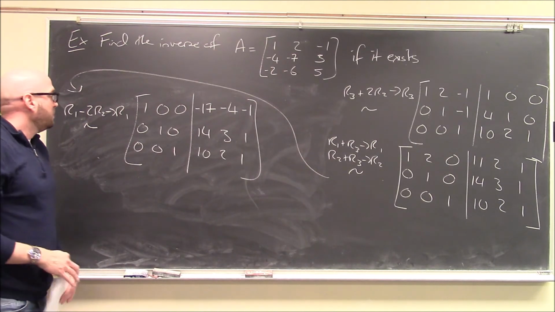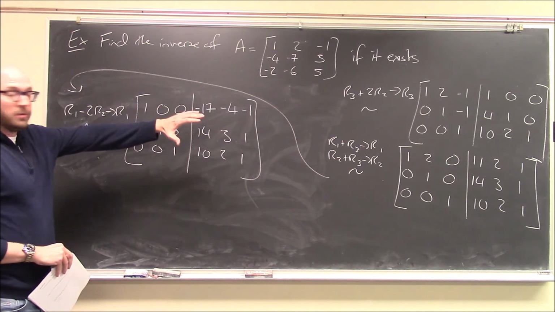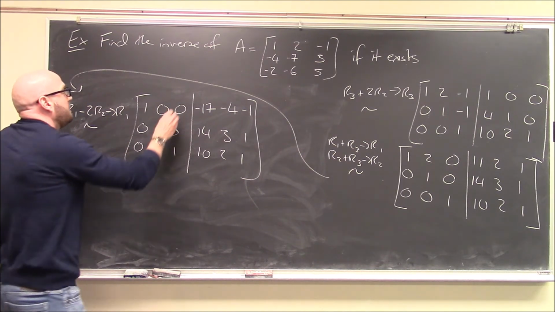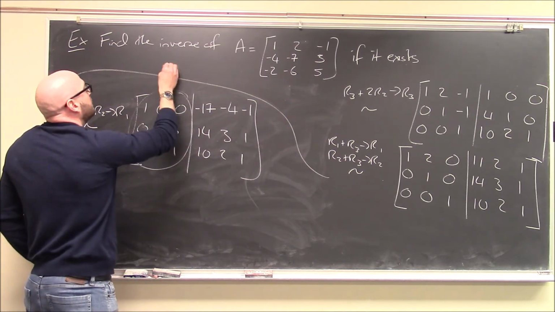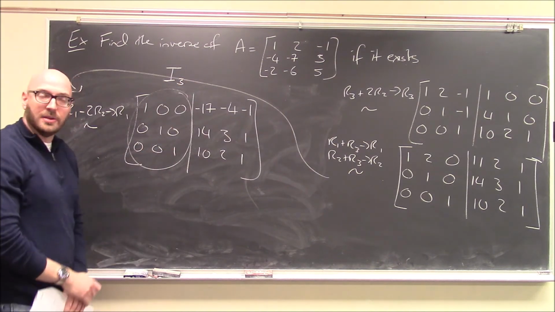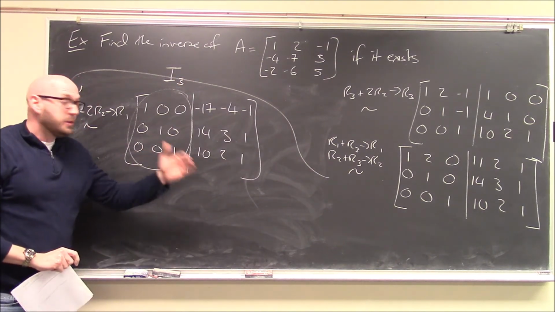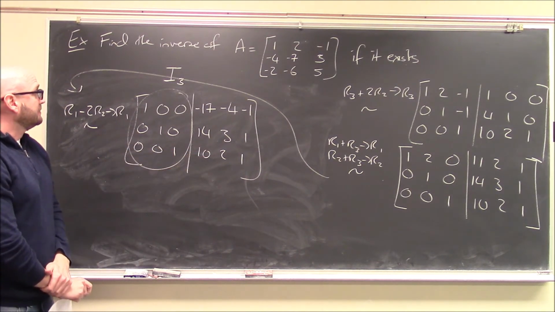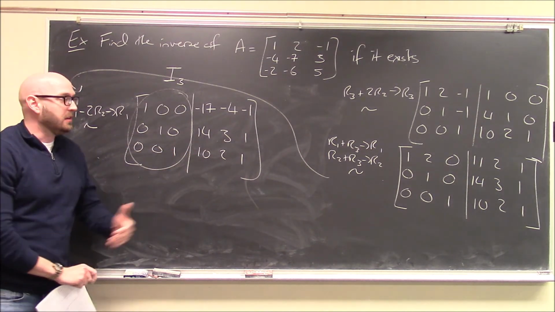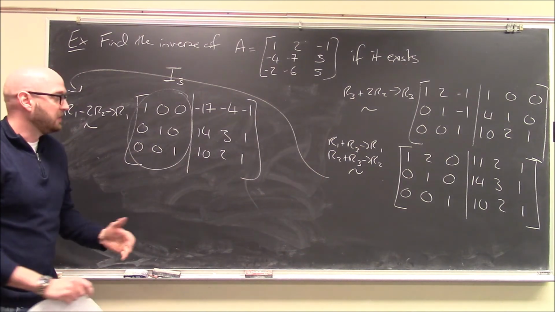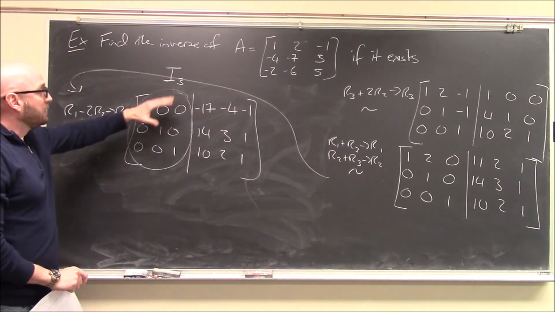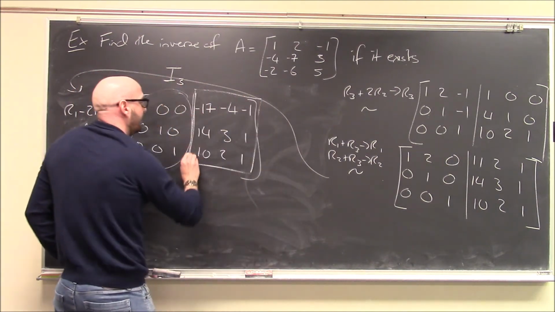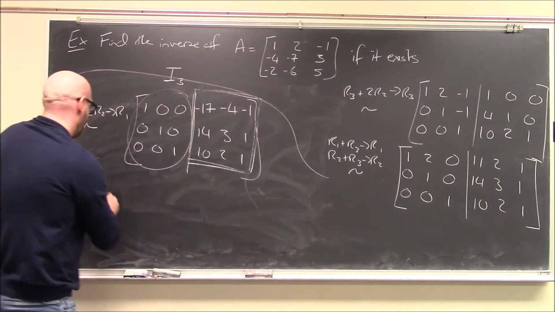Mission accomplished. We were able to put this in reduced form. This is now in reduced row echelon form. We have I3 over here, 3 by 3 identity matrix. If it was in reduced form and I didn't have I3, say I had a row of all zeros, this matrix would not be invertible. It would be a singular matrix, and we would just say no inverse exists. But because we have I3, an inverse does exist, and this matrix right here, that is our inverse.